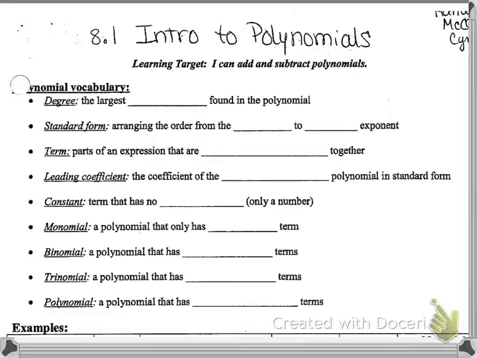Now, polynomial, as you might remember, the prefix poly means many. Before, we worked with monomials, which was one term, and now we're going to be working with polynomials, which will be many terms. There are a few other specific names that will help us out, but those are the most basic for right now.